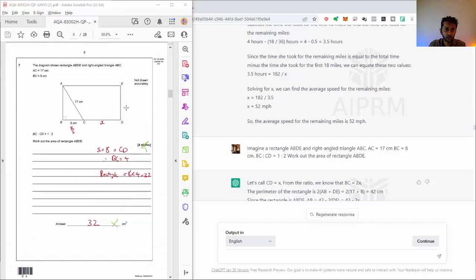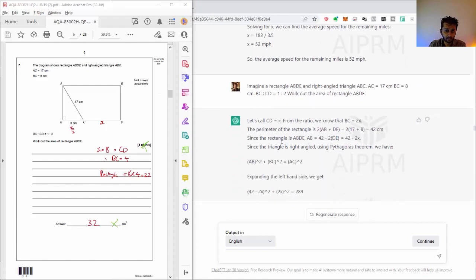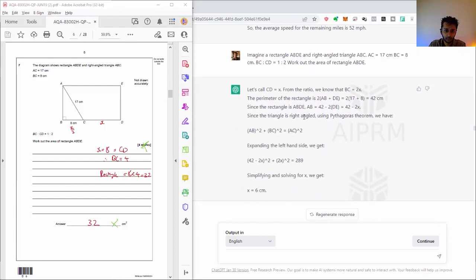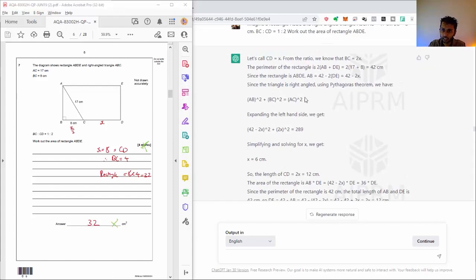Question number 7, it says we have a rectangle, and I tried my best to describe this rectangle, which I thought I did a good job of, but ChatGPT, I don't think it understood the diagram very well, and it gave me an answer. Initially the first thing it said is, let's call CD X, so this is X, and then from the ratio we know that BC is 2X. No, BC was half, CD is the bigger one.